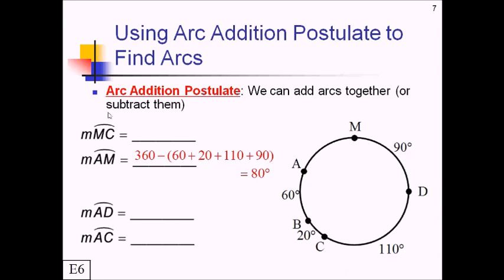Next, to find minor arc MC, we just have to take 80, 60, and 20 and add them together, and that's going to come out to 160 degrees. How about measure of arc AD? So that's this arc over here. That's just going to be AM, which is 80 plus 90. So that's going to be 170 degrees. And finally, AC, well, that's even easier. That's just 60 and 20 adds up to 80.